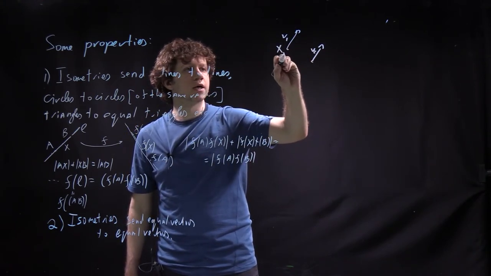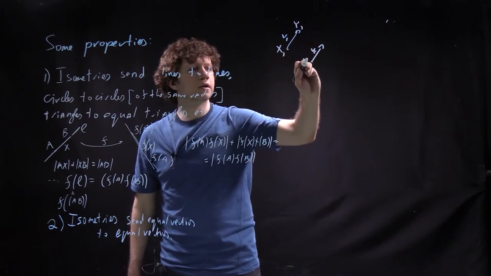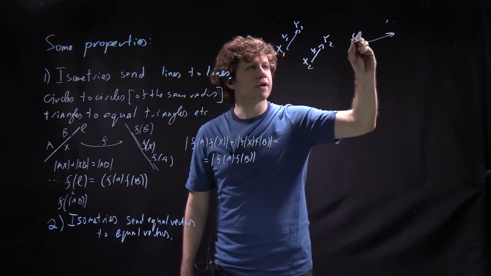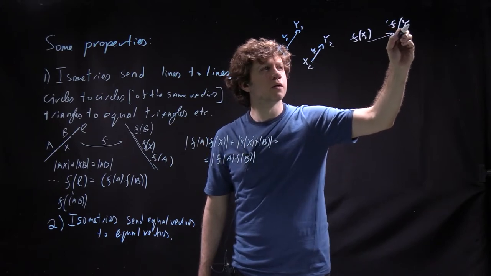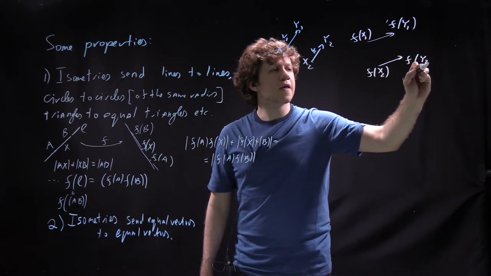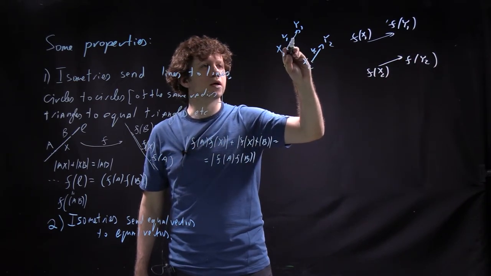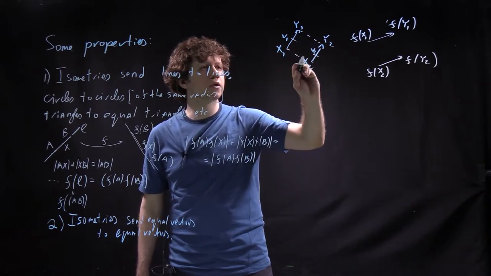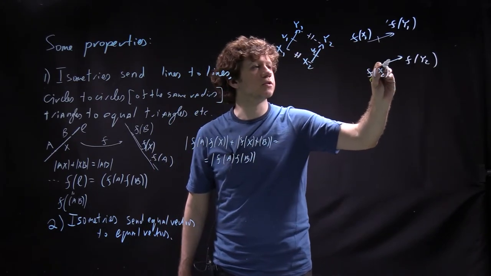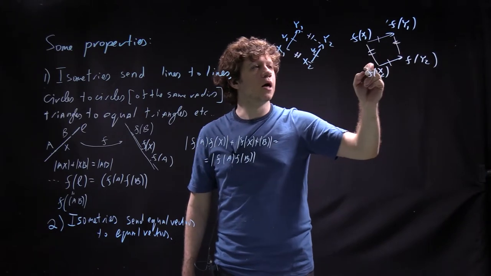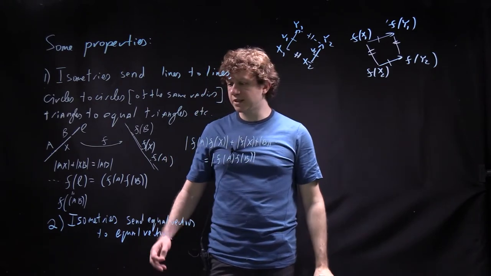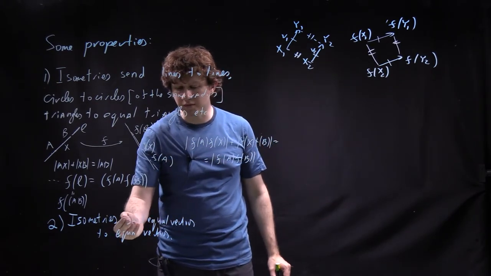So maybe this is x1, y1, x2, y2. Then, of course, you can look at the vectors f of x1, f of y1, and f of x2, f of y2. And then we know that these vectors are equal, so this is a parallelogram, opposite sides are equal. But since isometries preserve distances, you see a similar property here. This means that these two vectors are also equal. So isometries send equal vectors to equal vectors.